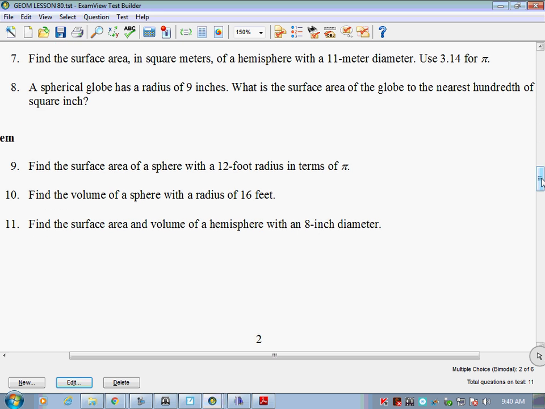Okay, find the surface area in square meters of a hemisphere with an 11-meter diameter. What do I need to do with 11? Divide by 2. Let's call that 5.5. Okay, so we have, let's see. Surface area. What was our formula for surface area of a hemisphere? 3 pi r squared.